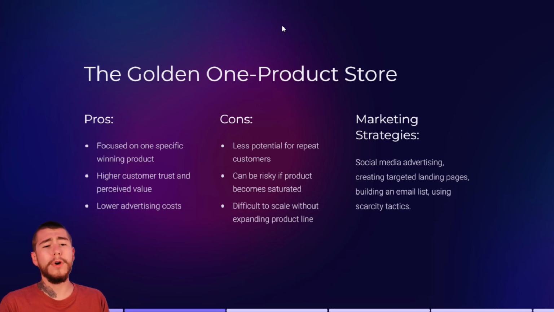Marketing strategies for a one product store are social media advertising, any of the big platforms, creating targeted landing pages and funnels, building an email list, and, as always, using scarcity tactics to drive those sales.